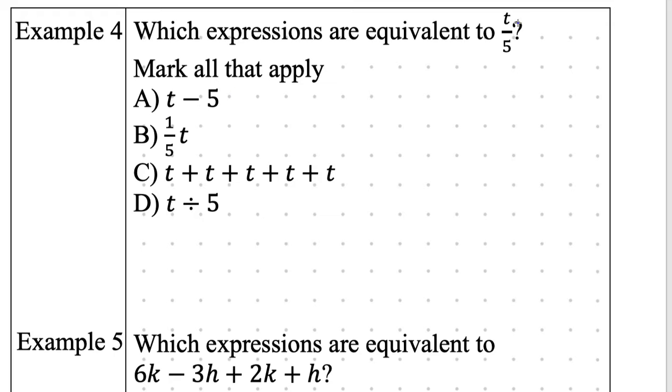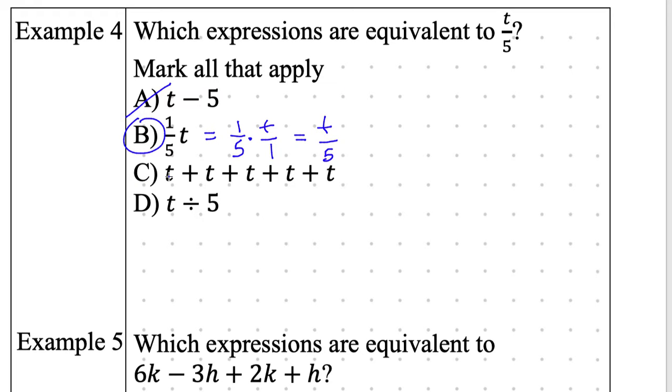Alright, so t divided by 5. A, t minus 5 and t divided by 5, that is not the same thing, so it cannot be a. Subtraction and division are separate operations. B, 1/5 t. Well, this is correct because this is the same thing as t divided by 5. Another way of thinking about it is this is 1/5 times t over 1, because t is the same thing as t over 1. Multiply the tops is equal to t, multiply the bottoms equal to 5, t over 5. So these two are indeed the same.